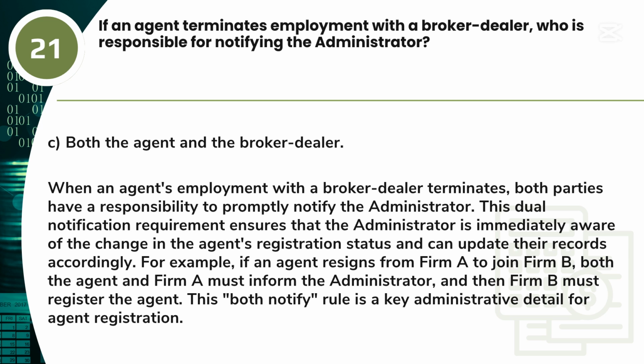For example, if an agent resigns from Firm A to join Firm B, both the agent and Firm A must inform the administrator, and then Firm B must register the agent. This both-notify rule is a key administrative detail for agent registration.